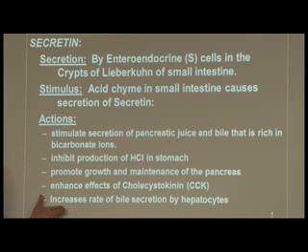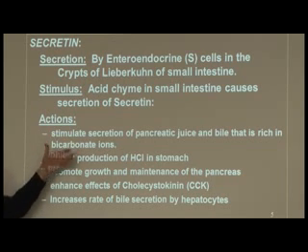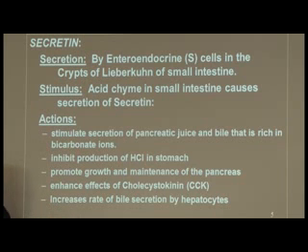Secretin also increases the rate of bile secretion by hepatocytes, which links back to number one, which is that need to increase bicarbonate presence in the small intestine, the duodenum in particular, for buffering the acidic chyme that's coming down. Okay.